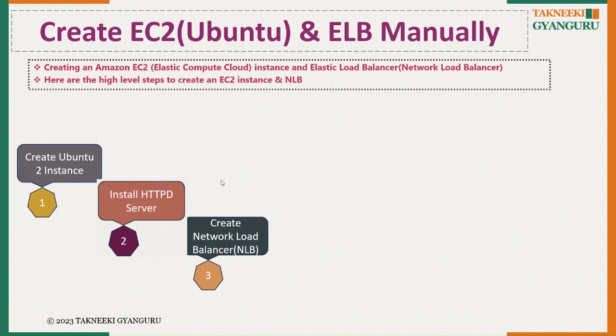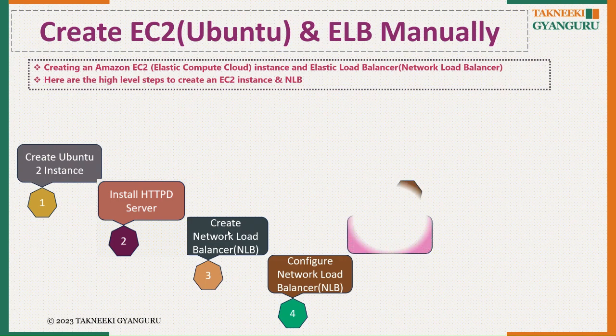After that, the third step is to create a network load balancer. We will create the network load balancer, and then we will configure it. In the configuration we have to configure the security group, your VPC subnet, the region where we have to deploy this load balancer, and other things like on which port we want to access from outside. The next step is to create a target group.